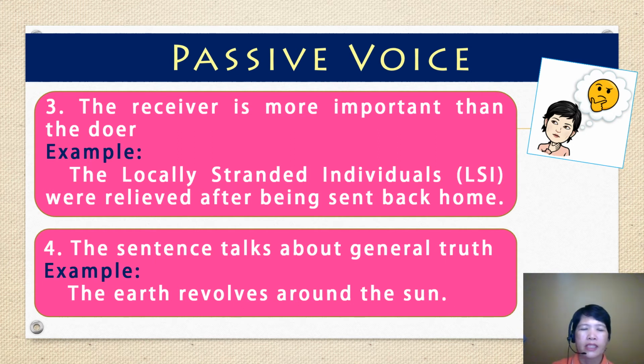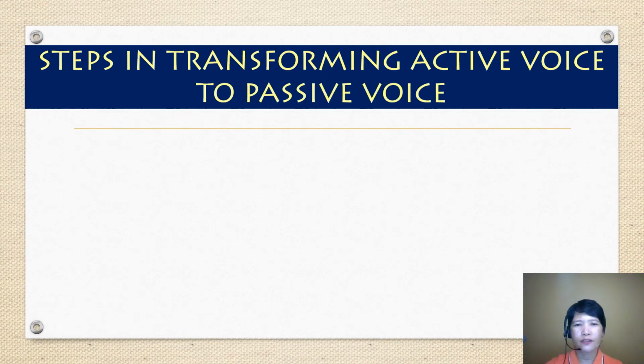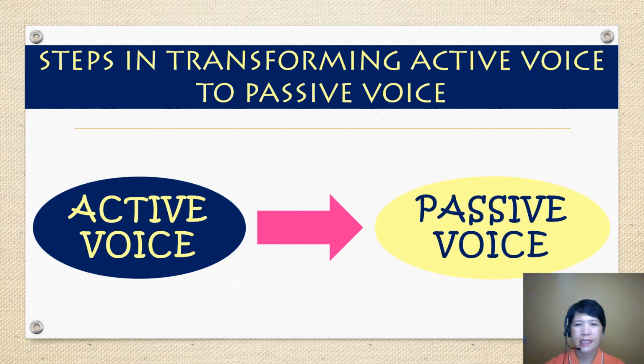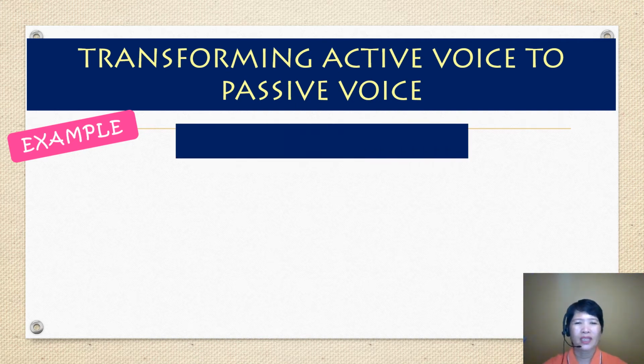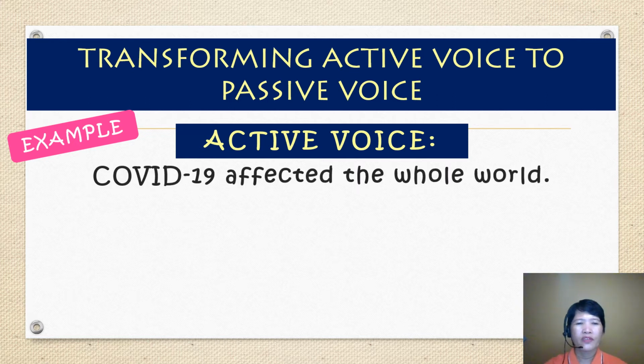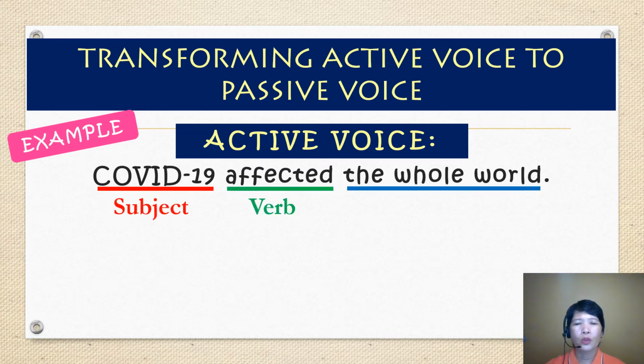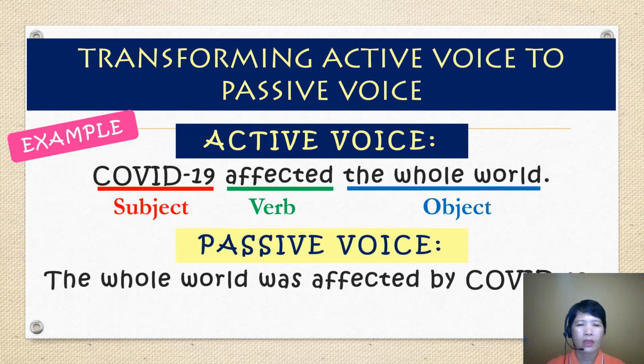We will now go to the steps in transforming active voice to passive voice. Example, active voice: COVID-19 affected the whole world. COVID-19 is the subject, affected is the verb, the whole world is the object. Passive voice: the whole world was affected by COVID-19.